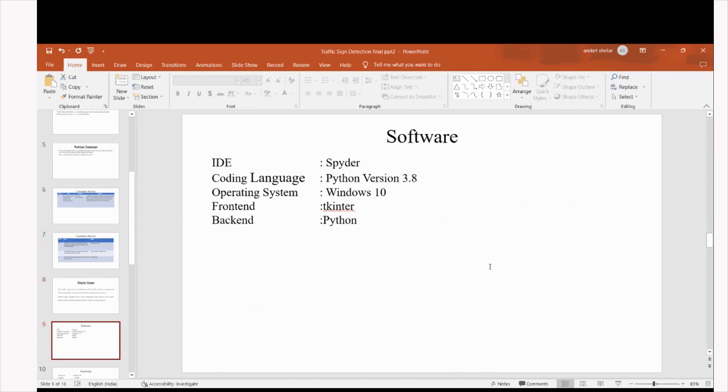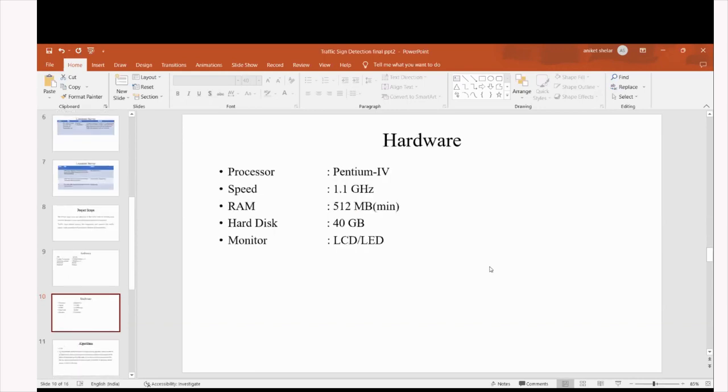Here are some software tools used in our project. We use Spyder IDE, we use Python as the backend programming language, and we use Tkinter for the front end to create a graphical user interface for the user. And here is some hardware we require for our project. First is a Pentium 4 processor with a minimum speed of 1.1 gigahertz. We require minimum 512 MB RAM and 14 GB of hard disk.